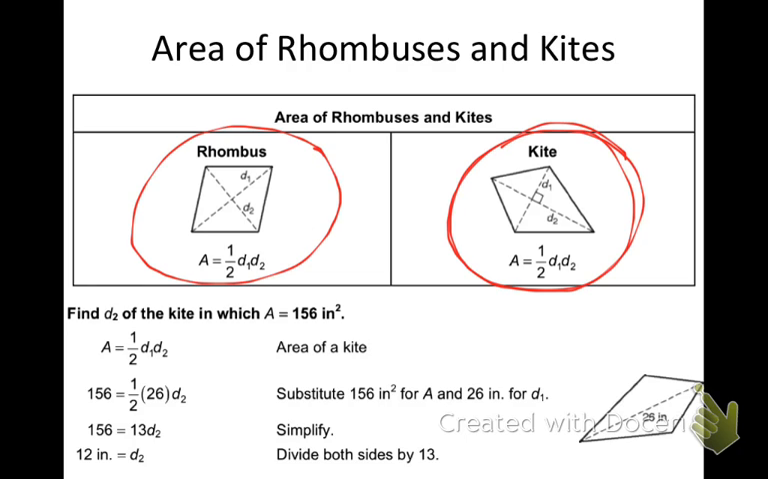Let's look at the example here. Find d2 of the kite in which the area is 156. Well, I plug in the area, 1/2 and 26. Half of 26 is 13. 156 divided by 13, I get 12 for my other diagonal. Pretty straightforward.